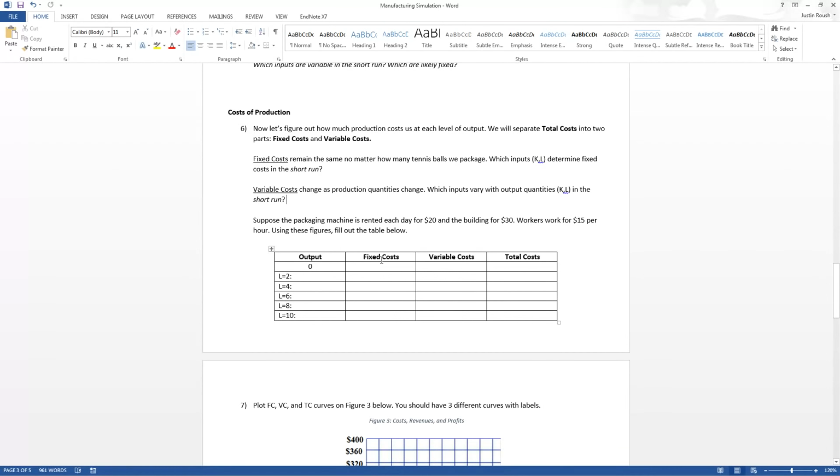So let's compute these based on our data. Down here, I've given you another table, and we're going to suppose that the packaging machine that we used, we rented for $20 a day. And the building that we were in, we rented for $30. Workers, each of you that worked in my factory, let's suppose I was paying you $15. Let's make that per day, so that we're all in the same terms here. So $15 per day. Using these figures, let's fill out the table below. So let's transcribe our output down here.